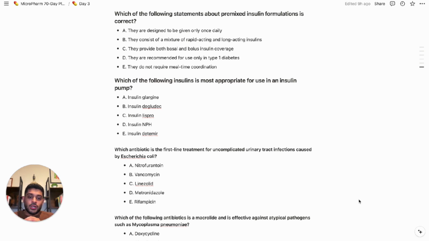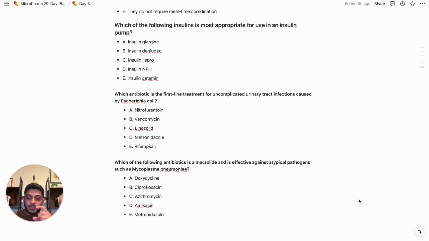Which antibiotic is the first line for uncomplicated urinary tract infection caused by E. coli? Nitrofurantoin, vancomycin, linezolid, metronidazole, or rifampicin? The correct answer for this was A, nitrofurantoin. If it's between nitrofurantoin and trimethoprim, what would you pick? Have a think. The correct answer for this would still be nitrofurantoin, and that's because trimethoprim has high rates of resistance. If you look at the BNF, you can only use it when you're confident there will be a lower rate of resistance. So if you're using it empirically, that means without microbiology culture and sensitivity testing, then it would be nitrofurantoin.